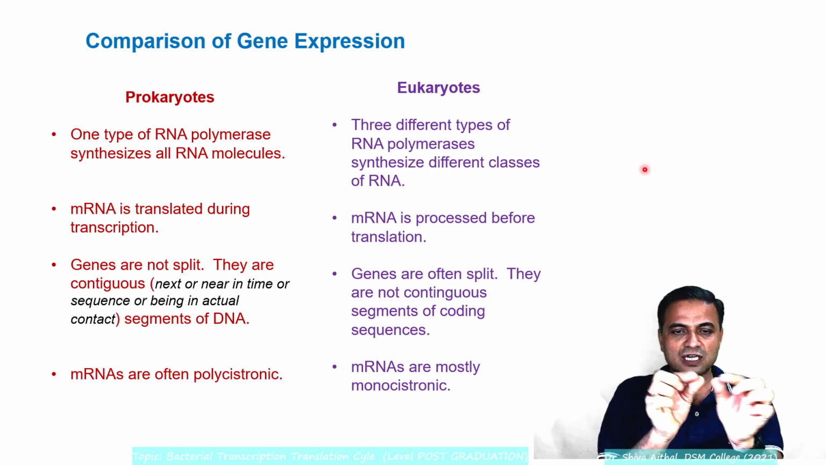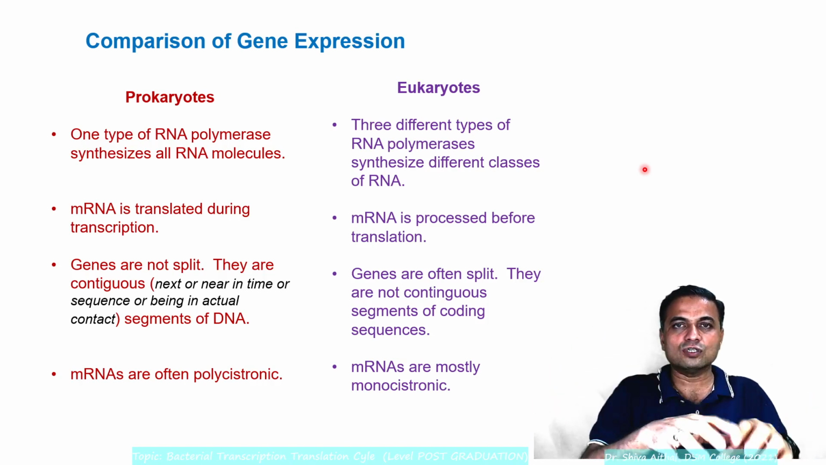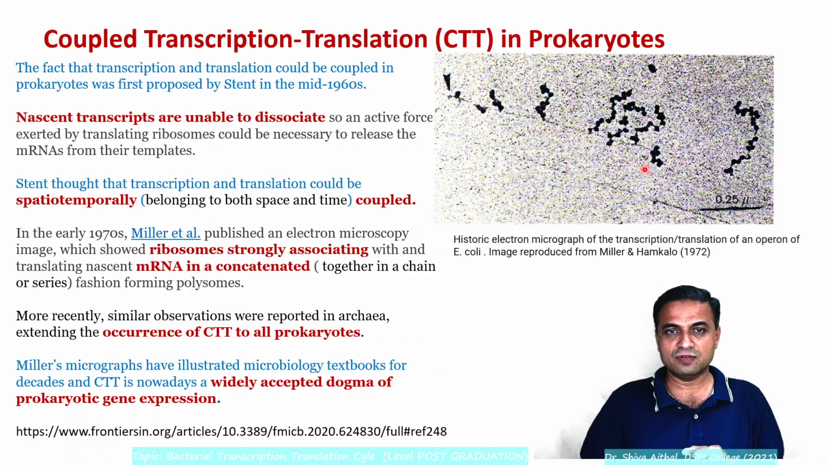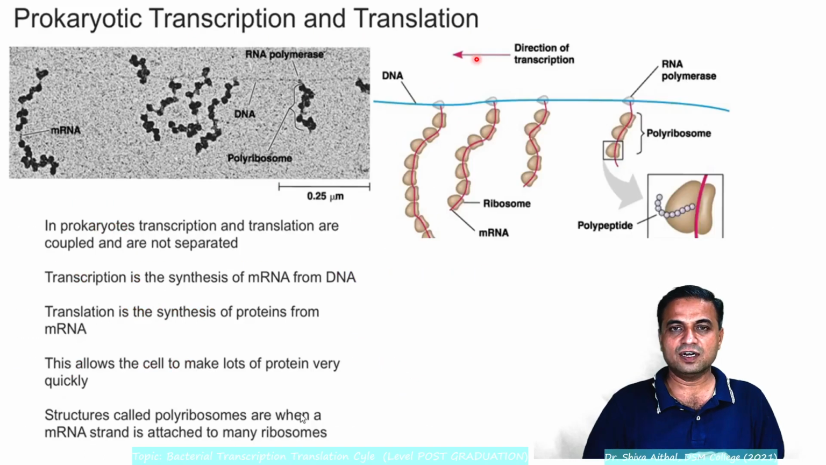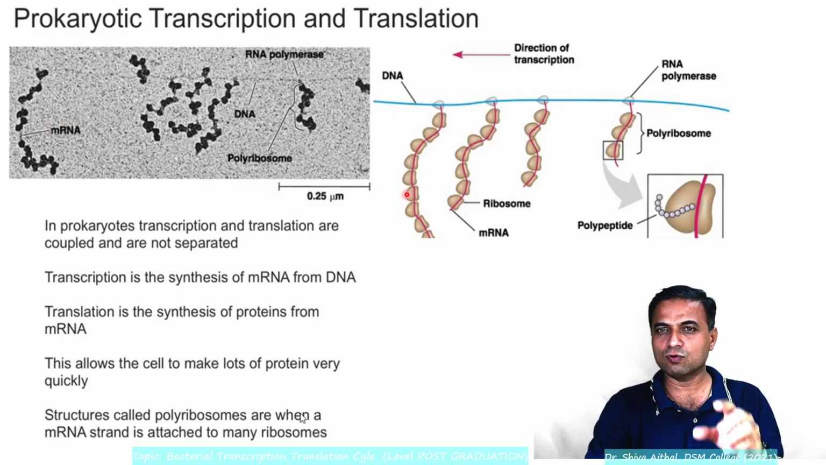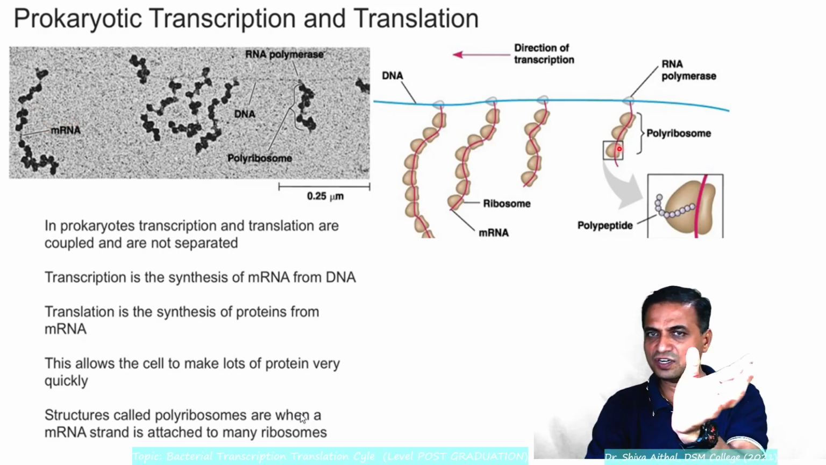What does polycistronic mean? One mRNA encodes for more than one type of protein. Just see the figure in the previous slide here. This one DNA, follow the laser pointer, is capable of synthesizing various mRNAs, and if you see this one mRNA, of course 1, 2, 3, 4 genes, different genes are synthesized.